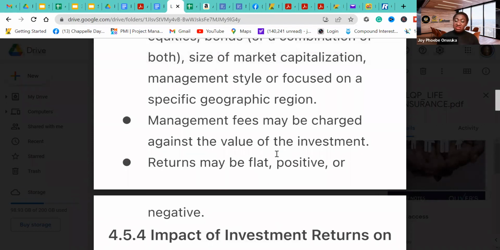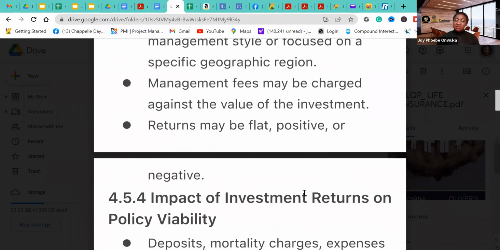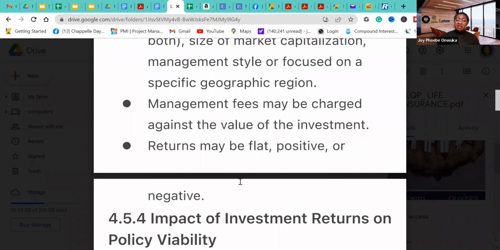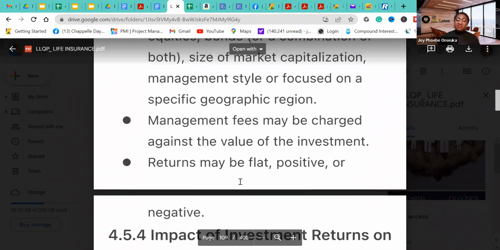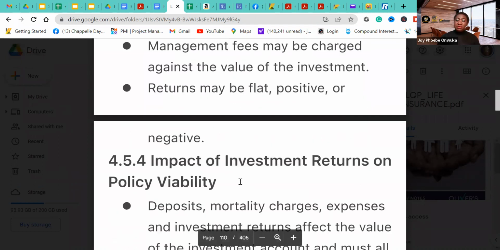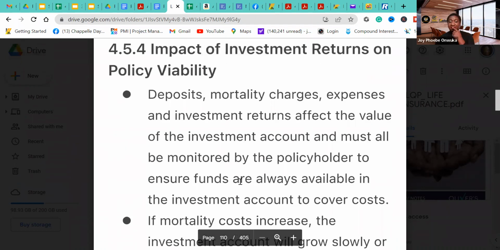Management fees may be charged against the value of the investment. Again, mutual fund investment returns may be flat, positive, or negative. Okay?